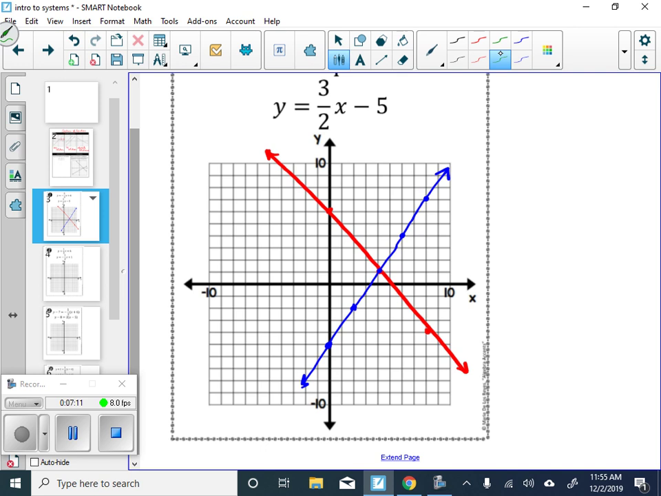What is my ordered pair? So 4, 1. Because in order to tell me the solution to a system, you have to know where they cross and what that location is. So what is the ordered pair? So questions here.